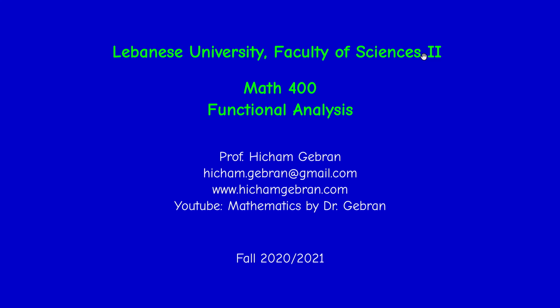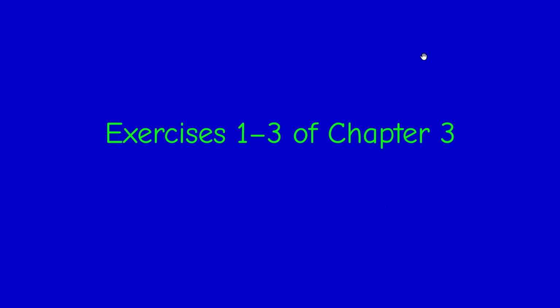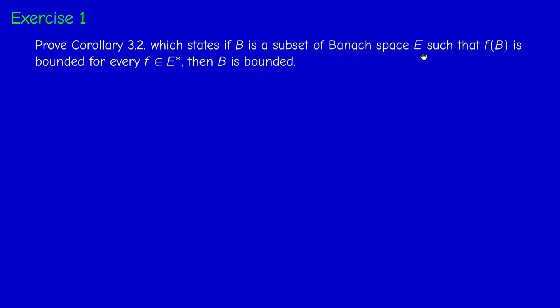Welcome back. In this video, I'm going to solve exercises 1 to 3 of chapter 3 about the uniform boundedness principle. In the first exercise, you are asked to prove corollary 3.2, corollary of the uniform boundedness principle, which states the following. If a subset B of a Banach space satisfies the property that its images under any linear bounded map from E to R is bounded in R, then B is bounded.